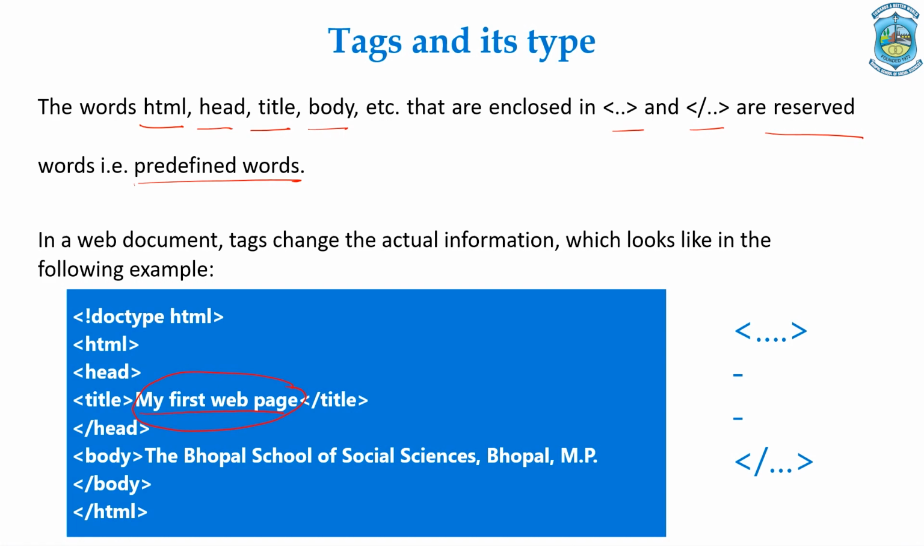As it is written here, in a web document, tags change how the actual information looks, as in this example. The actual information here is my first web page and the Bhopal School of Social Sciences, Bhopal, MP. This is the only content that should be displayed on your website. But for doing this, we have embedded the actual information with tags. So all these are tags.